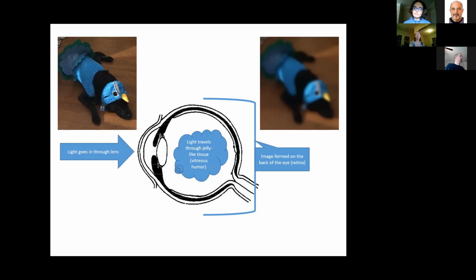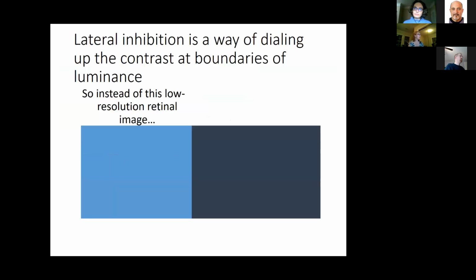It's very important for us to be able to correct this mistake for a variety of evolutionary reasons. So the solution that our nervous system has come up with is lateral inhibition. It's a way of dialing up the contrast at boundaries of luminance. So rather than this extremely low resolution 2-pixel retinal image, our visual neurons are set up in such a way that we get lighter.